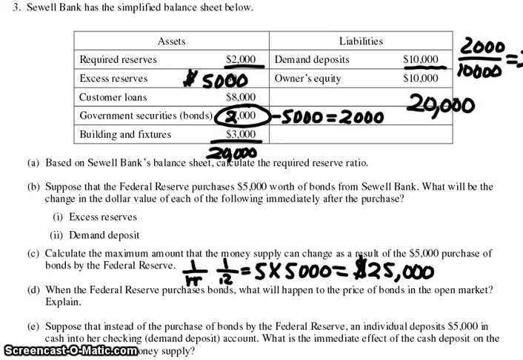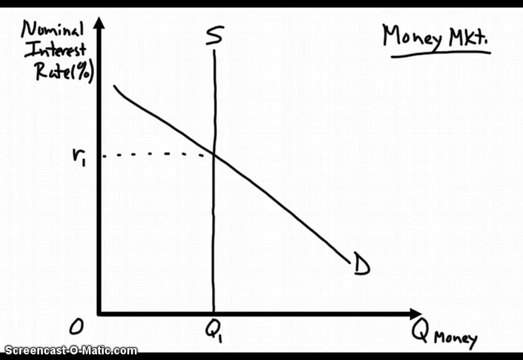In D, when the Federal Reserve purchases bonds, what will happen to the price of bonds in the open market? Well, even though it wasn't required or asked for, I believe it's helpful to understand the answer to this part of the question. If the Federal Reserve purchases bonds, they're changing the money supply. So we need to look at the money market, and this would be the original setup for it: quantity of money, nominal interest rates on the Y.